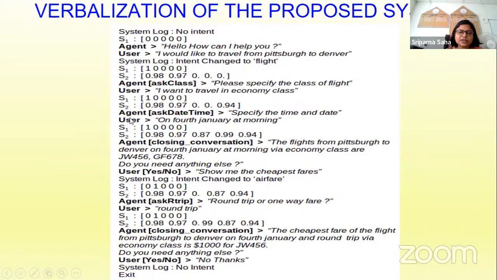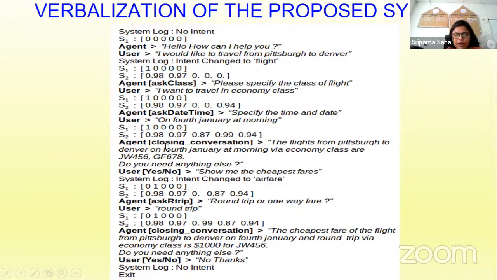Now the agent is asking about the date and the time, because without the date and the time, the database search is not possible. So the agent asks to specify the time and date. The user says, on 4th January at morning. This 4th January in the morning is the date and the time, so the corresponding slot values are filled. Now the agent is closing the conversation: the flights from Pittsburgh to Denver on 4th January at morning by economy class are these.